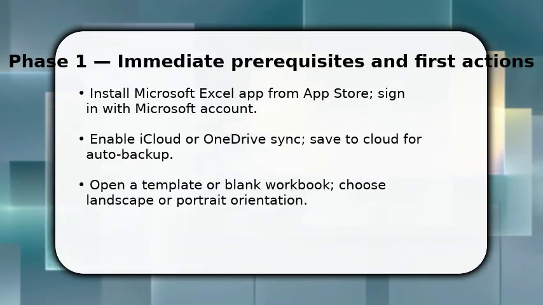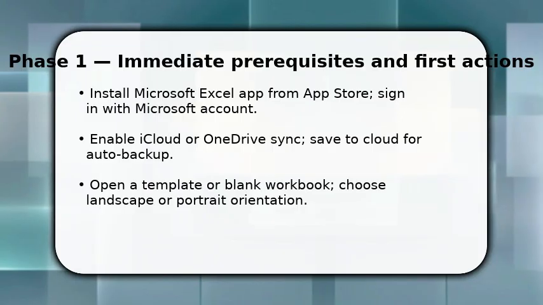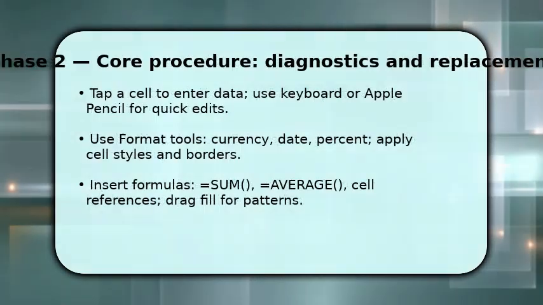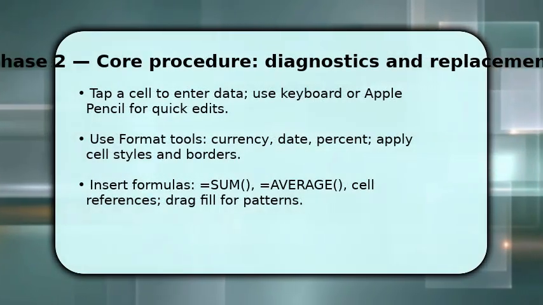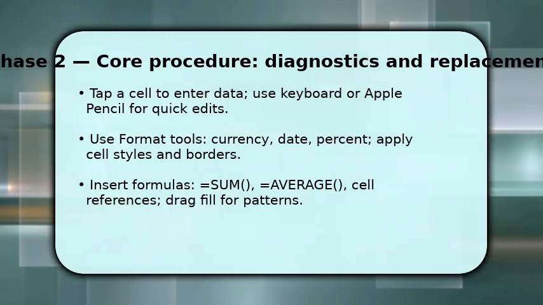This prevents lost work. Make sure your touch and keyboard preferences are set. You'll switch between on-screen touch and an external keyboard depending on the task. You'll enter data directly by tapping a cell, then typing or handwriting with Apple Pencil if supported. This is faster for short lists.